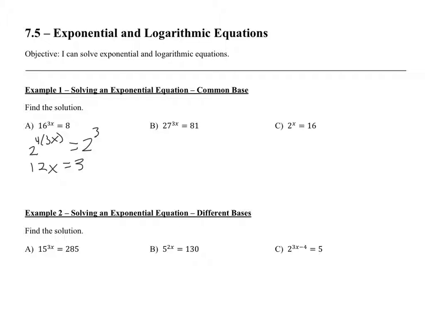Why? Again, because these bases are the same. Once you know the bases are the same, then the exponents have to be equal to each other. So if I solve for x, I'm going to divide by 12. Both of those are divisible by 3, so that would be 1/4.